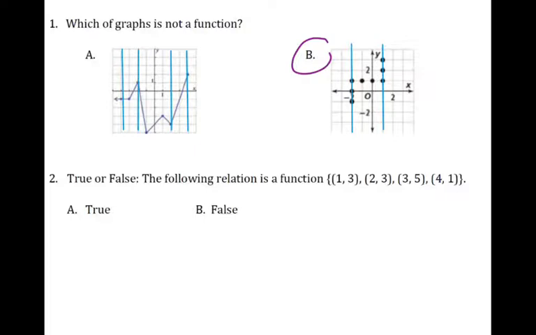Number 2, true or false? The following relation is a function. So if I look at my relation, I'm going to check my x values. And what I'm looking for is to see if any of my x values repeat, because if it does repeat, then it's probably going to a different y value, which is not a function. So if I look, none of my x's repeat. Each input has only one output, so that is true. That relation does represent a function.